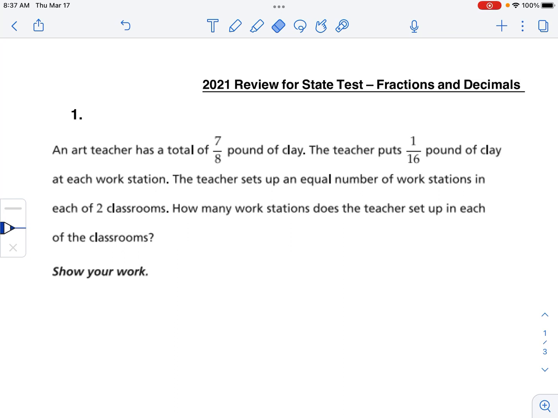Okay, so let's start with number one. You can pause it here if you'd like to read it through, and then unpause it after you've solved it and are ready to check the solution.